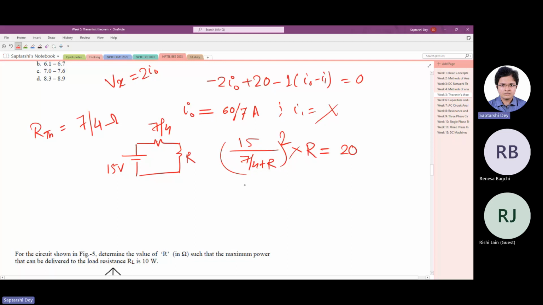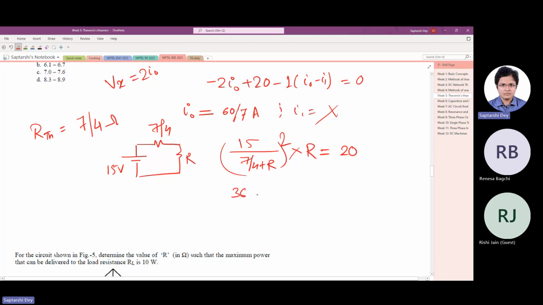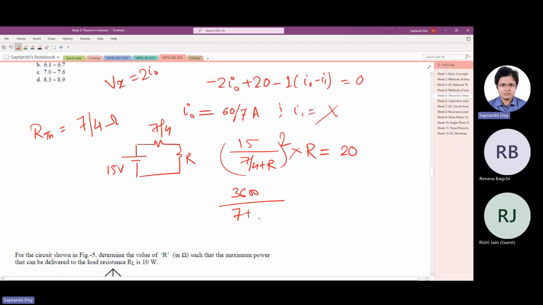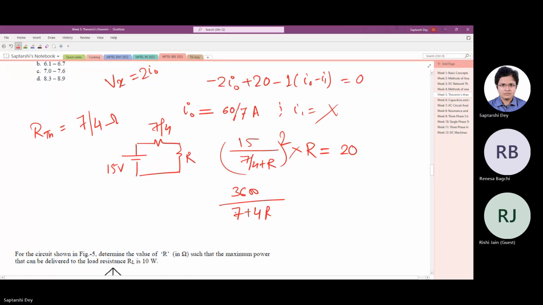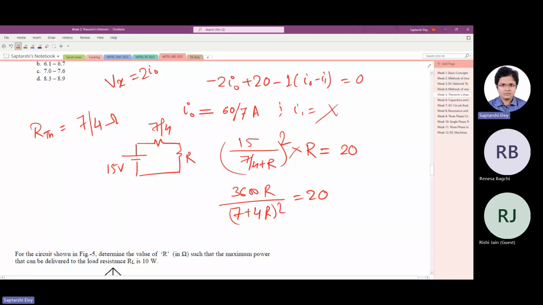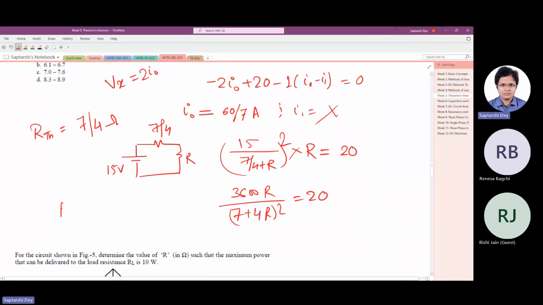Now this gives you a quadratic equation. So this 4 went up, it becomes 60, so it becomes 3600 by (7 plus 4R) squared times R equals 20. Yeah, now tell me how much R you got.